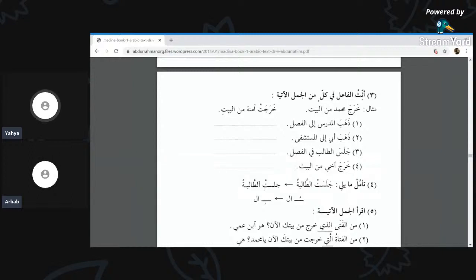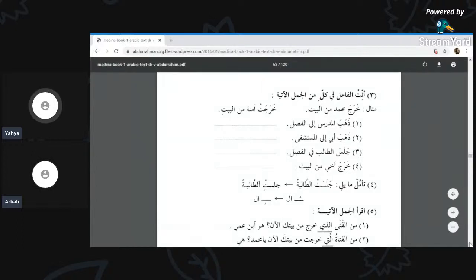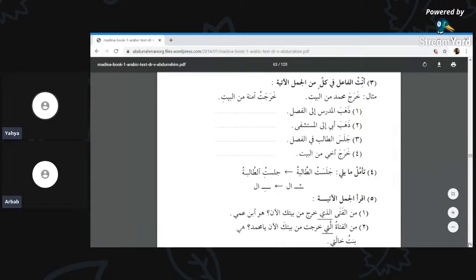And then you can see here kharaja Muhammadun. Muhammadun is the fa'il, the doer of the verb in the sentence. The fa'il is always marfu', always ends with a dhamma or two. In this case, dhammatain, two dhammas. So kharaja Muhammadun min al-bayti. Okay? However, if Amina is leaving, we need to make the verb feminine. So we say kharajat. Does that make sense?